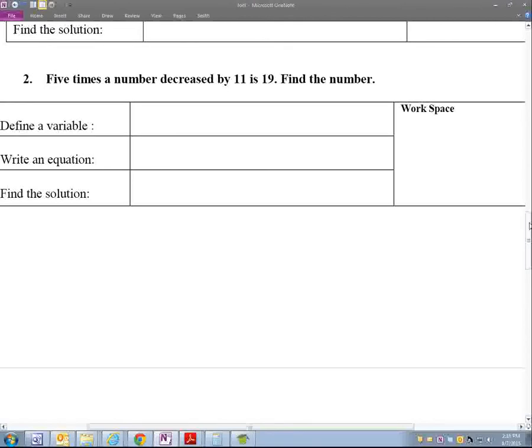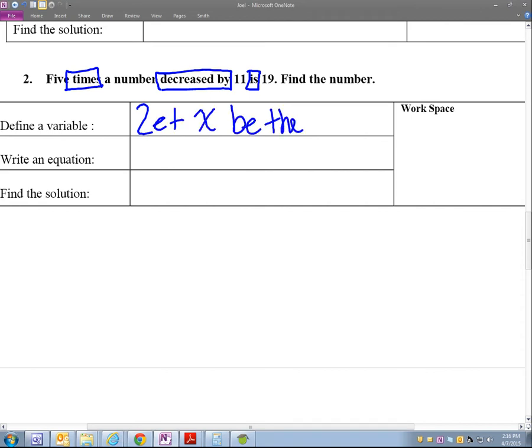5 times a number decreased by 11 is 19. We have 5 times a number is decreased by 11 is 19. So let's find the number. Let n be the number, or let's do x. Let x be the number. I'll make that a better L. Looks like a Z. Let x be the number. So I'm going to write this out exactly how it said as it said.